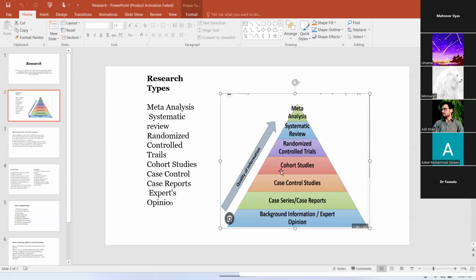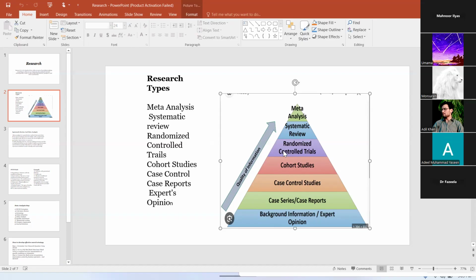Then come the case control and cohort studies, and in between here come the cross-sectional studies. In case control and case series, we write something about drugs or diseases. In case control studies, a particular disease is there, and we are trying to find out the risk factor of the disease. In cohort studies, basically, we have the risk factor and we are trying to find out the disease from that particular risk. So this is about case control and case series.